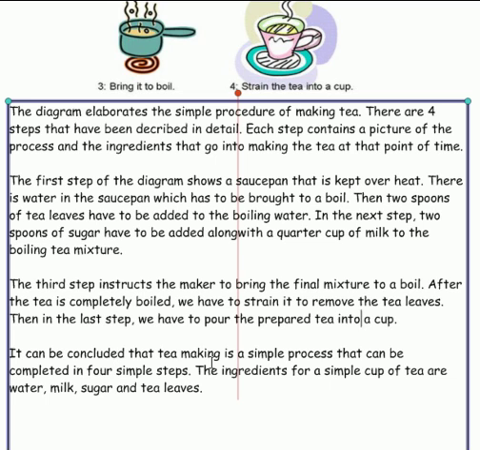Now it can be concluded that tea making is a simple process that can be completed in 4 simple steps. The ingredients for a simple cup of tea are water, milk, sugar, and tea leaves. And I think that's all that we can write in this writing task 1. So you can see there are no grammar mistakes, no spelling mistakes, and there is no other mistake in this.